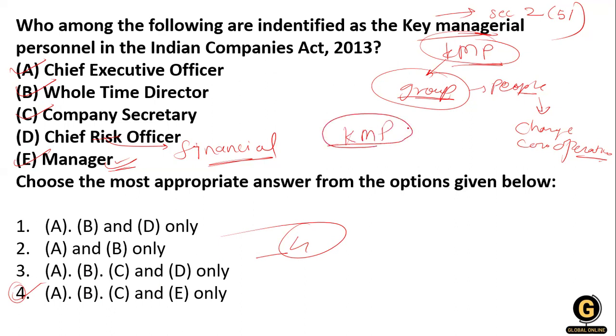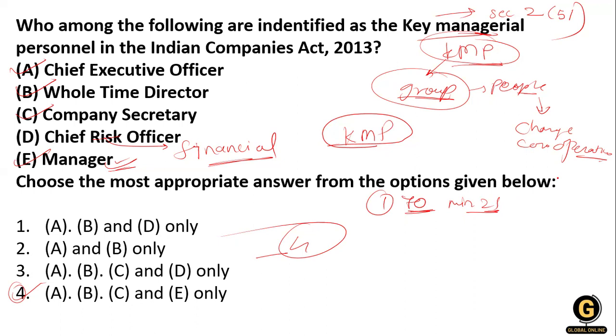The people who are either a chief executive, a whole time director, a company secretary, or a manager: if he has attained the age of more than 70, where the maximum age is 70 and the minimum age is 21, so if his age is more than 70 or less than 21, he is not eligible for key managerial personnel. He does not come under the group of KMP.